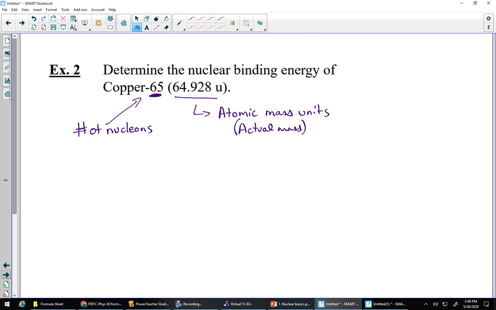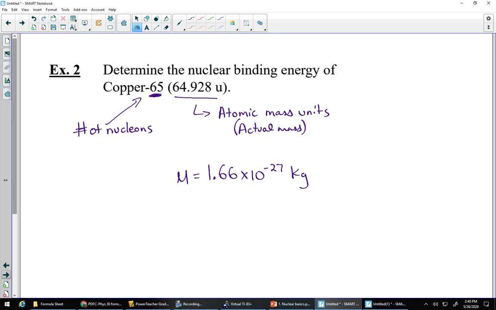Now I want you to get out your data sheet and look at something for me. What is an atomic mass unit? And this is on the back of the data sheet. What is an atomic mass unit in kilograms? See if you can find that on the back of your data sheet. Go for it right now. Put it on pause if you have to. Cool, so I'm looking under the constants, at the middle left-hand side. It says 1 atomic mass unit is equal to 1.66 times 10 to the negative 27 kilograms.